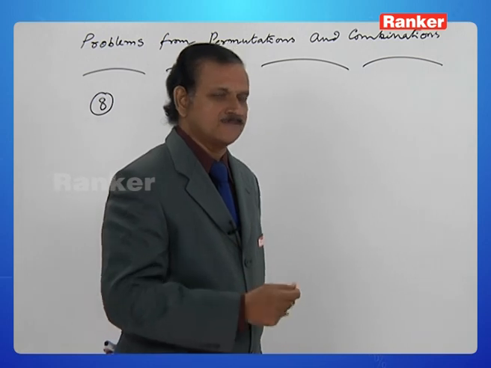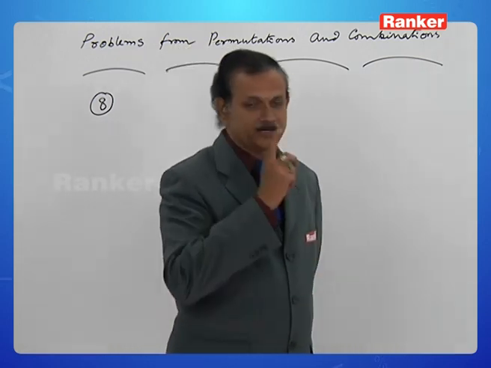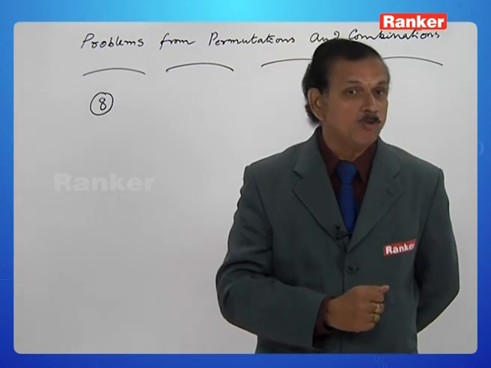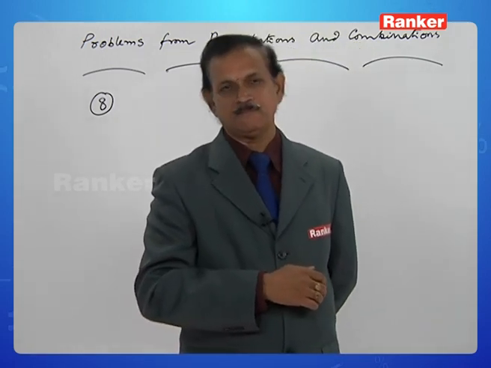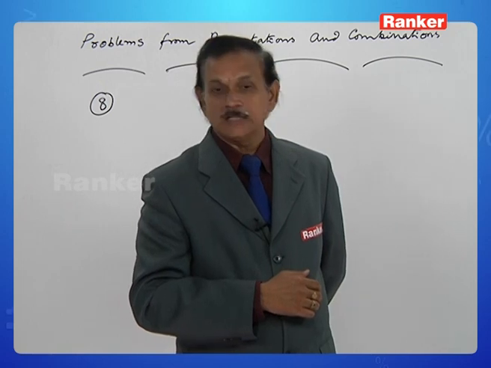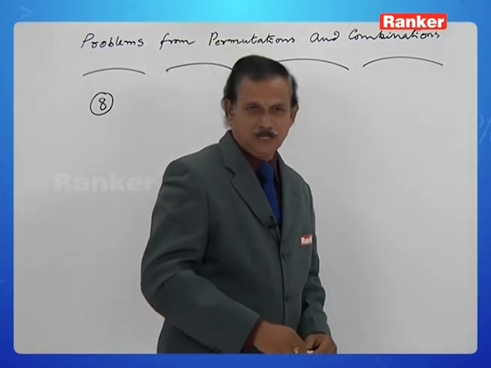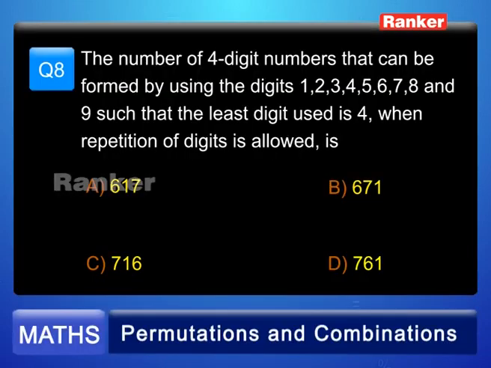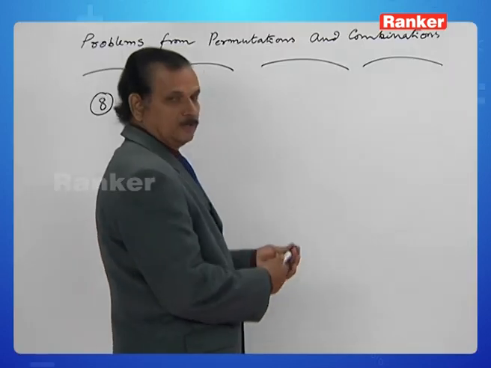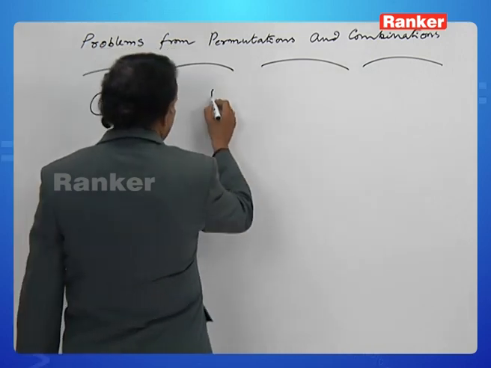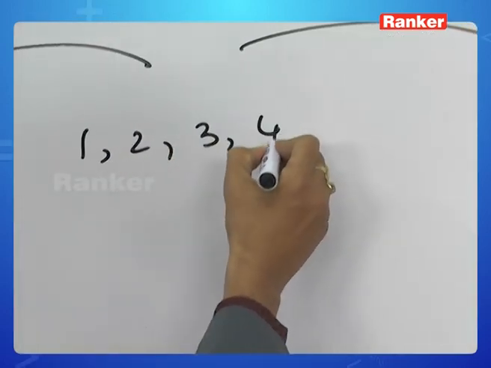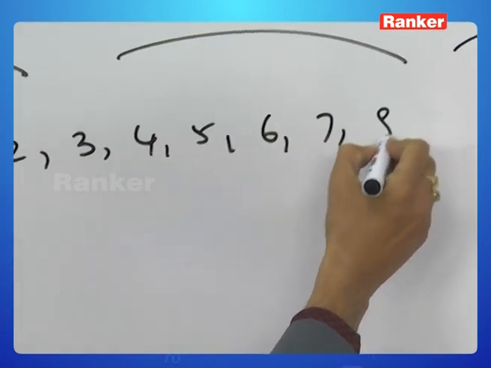Okay, how many such numbers will be there? Of course, repetition of digits is being allowed here also. In this problem also, we have seen that the repetition of digits is allowed. Well, let us go through the options. Option A is 617. Second option is 671. Third option is 716. And the fourth option, option D, is 761. Which one is correct? Let us see. First of all, what are the digits given? 1, 2, 3, 4, 5, 6, 7, 8, 9.